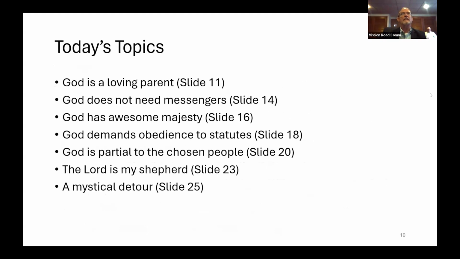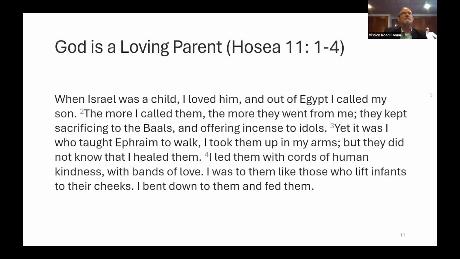These are the topics. There's one that I left out because it was repetitive of another one of the scriptures, and I didn't think we needed to go over it twice. But these are the ones we're going to try to get to in the next 44 minutes. God is a loving parent. God does not need messengers. God has awesome majesty. God demands obedience to statutes. God is partial to the chosen people. The Lord is my shepherd and mystical detour. Hopefully we'll get through all of those, but if it looks like we're getting close to the end, I'll come back to this slide and let you choose which ones you want to talk about.